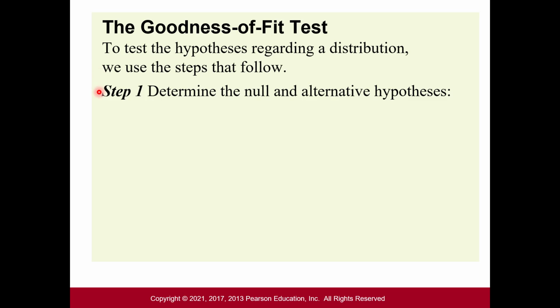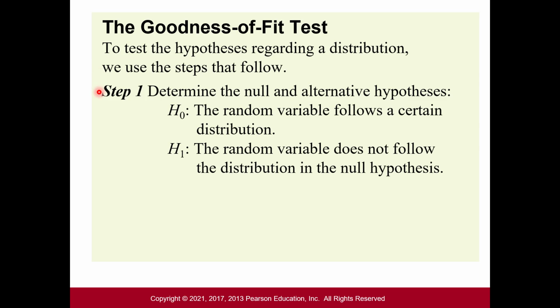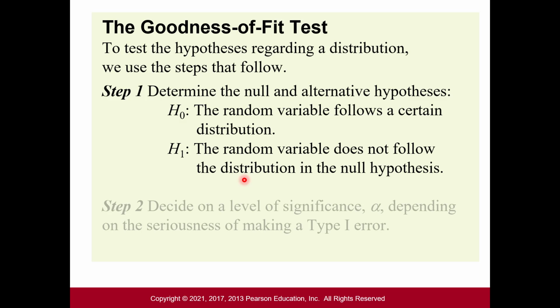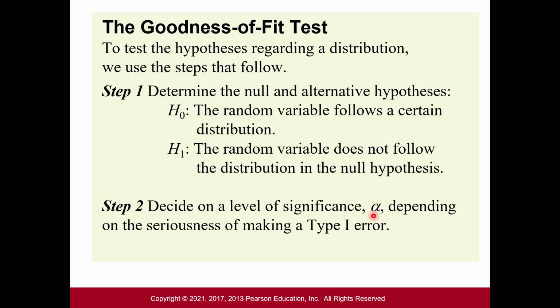And so step 1, determine the null and alternative hypotheses. Remember, H sub 0 or H naught is your null hypothesis. And in this case, it's going to be that the random variable follows a certain distribution. And then our alternative hypothesis, H sub 1, is that the random variable does not follow that distribution mentioned in the null hypothesis. Step number 2 is going to be to determine your level of significance, alpha.